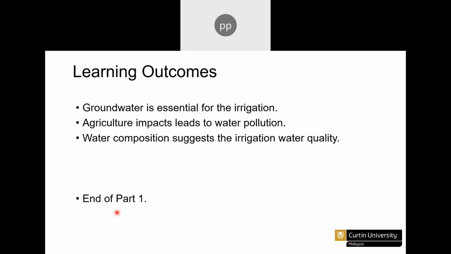The last point is that the water composition suggests the irrigation water quality. So from that I finish up part one. This is the end of part one. Then I will see you in the second part regarding the methods. Okay, thank you.